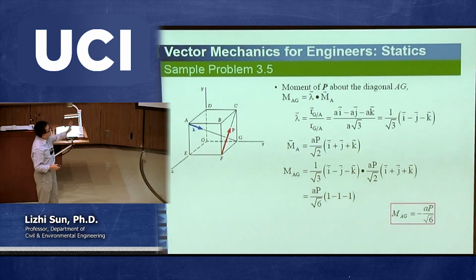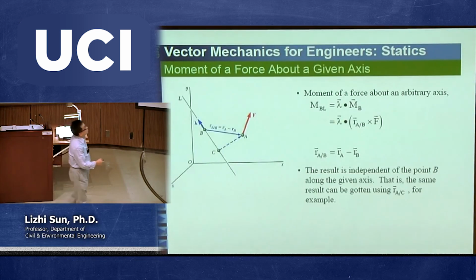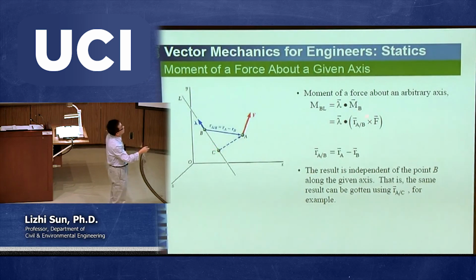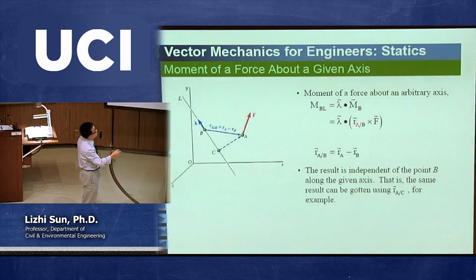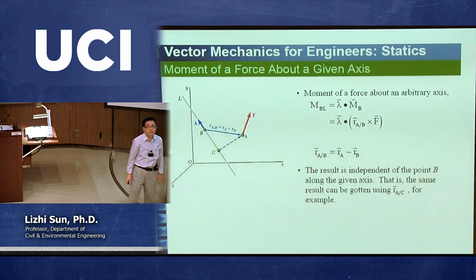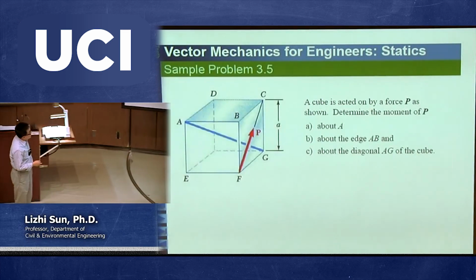Okay, so this example typically shows you how we can calculate the second type of moment, which is the moment of a force about any given axis. The bottom line is, you just need to randomly pick a point and then you follow this equation. So this is a single equation, however, you need to do the math twice. One is to do the cross product and then you do the dot product. So that's why you have to do both. Okay? This is the second kind of moment.